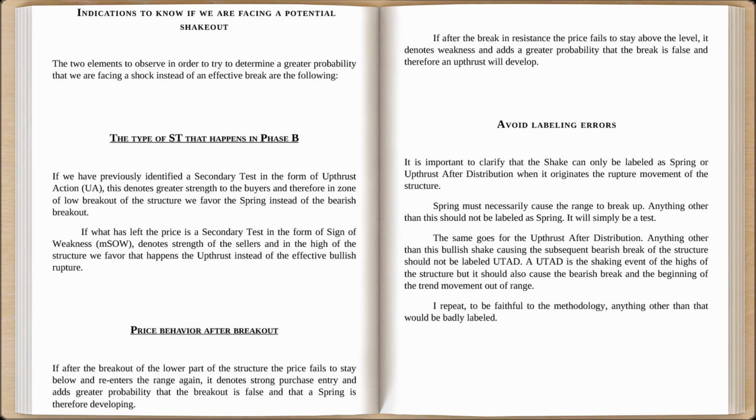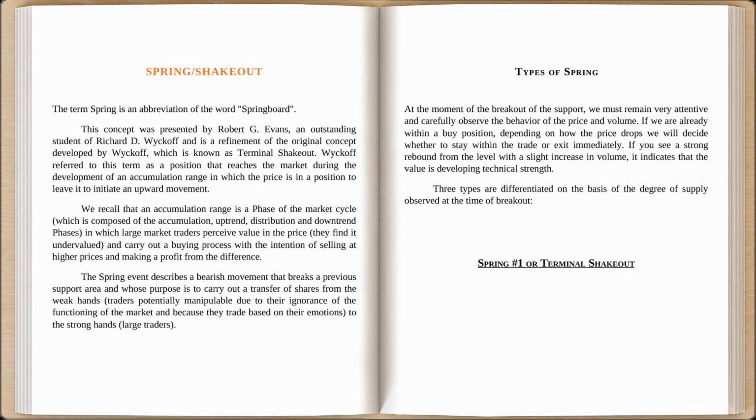The same goes for the upthrust after distribution. Anything other than this bullish shake causing the subsequent bearish break of the structure should not be labeled UDAD. A UDAD is the shaking event of the highs of the structure, but it should also cause the bearish break and the beginning of the trend movement out of range. I repeat, to be faithful to the methodology, anything other than that would be badly labeled spring/shakeout.